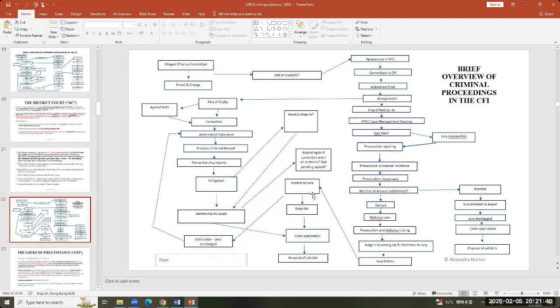So that is the reason why the jury are never told about the sentence. It's not their role, and actually it doesn't go to what they are there to decide, which is the guilt or innocence.